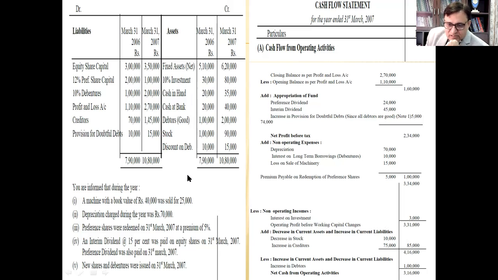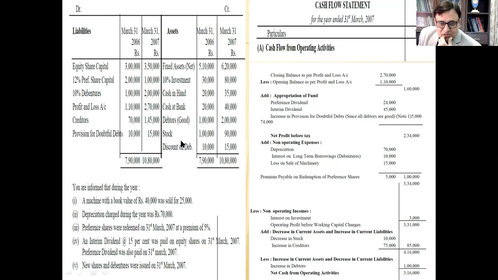Now we'll make adjustments for the current assets. First we have debtors. In debtors we have this amount of 1 lakh, and there is an increase in the debtors. When debtors are increased, cash has not been realized because there may be some credit sale. So this amount will be deducted. So 1 lakh here will be deducted.